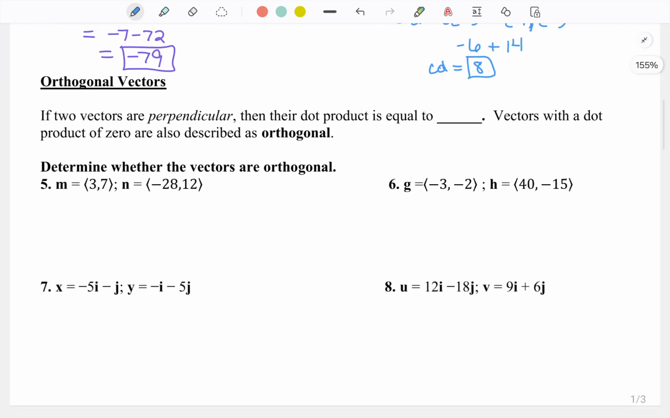So now let's talk about orthogonal vectors. If two vectors are perpendicular, then their dot product is equal to 0. So vectors with a dot product of 0 are also described as orthogonal. That's the word that we are going to be using rather than perpendicular. So we're going to find the dot product of each of these and see if they are orthogonal or not.